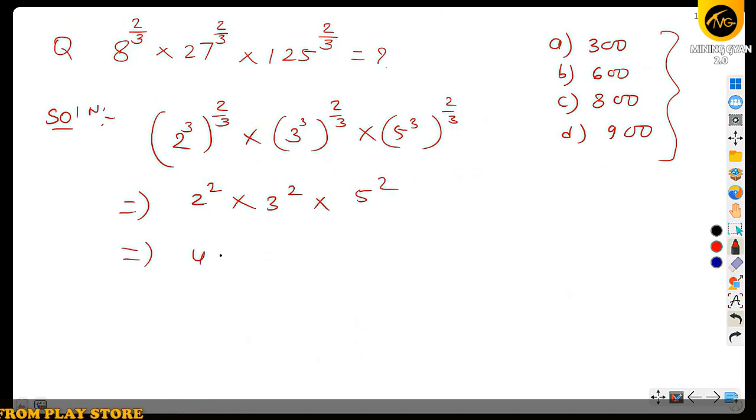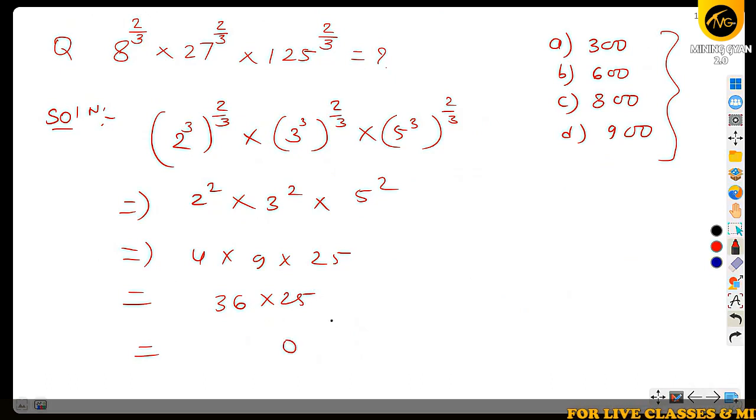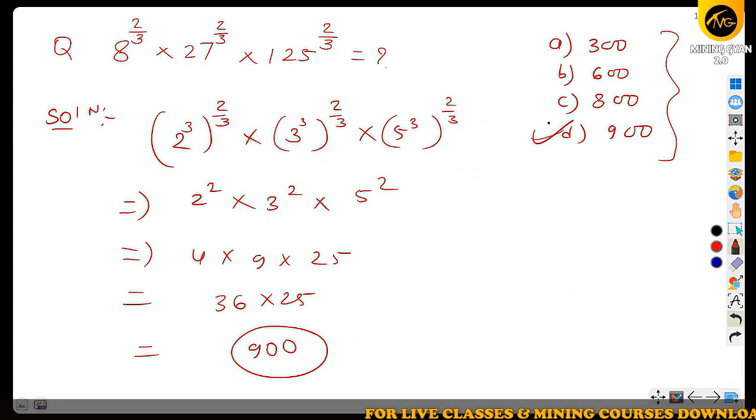Now 4 into 9 into 25, 36 into 25, so 900. So option D is the correct answer, 900.